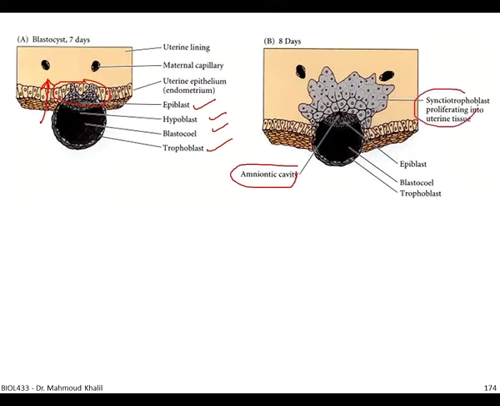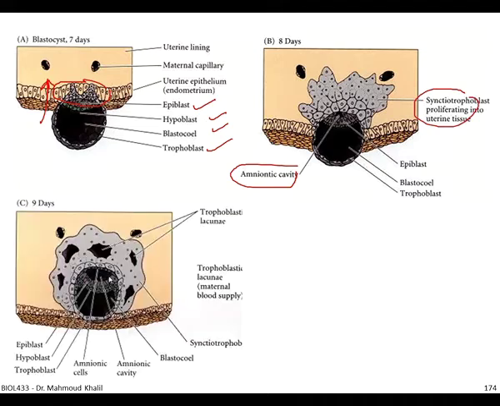By day 9, the whole embryo is implanted inside the uterine wall, the uterine epithelium, the endometrium. Now you can see clearly and differentiate between the amniotic cavity and the blastocoele. And you can see that the lacunae start to appear, the trophoblastic lacunae.